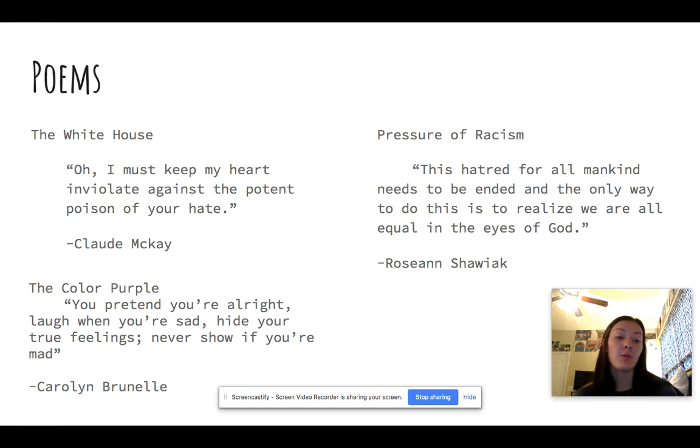And then The Color Purple: you pretend you're all right, laugh when you're sad, hide your true feelings, never show if you're mad. I chose this one because I feel like it relates to the main character specifically. She's always hiding how she really feels to everyone around her, besides, I mean, she tells her sister in the novel and a few others, but this is really her identity. When you read this poem, you're seeing traits about her that relate to her in the novel and in the movie.